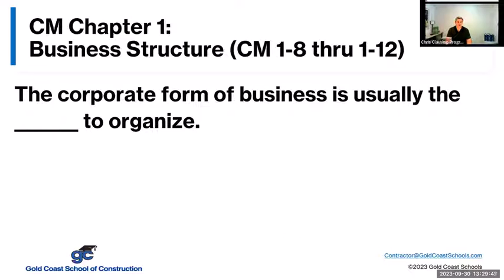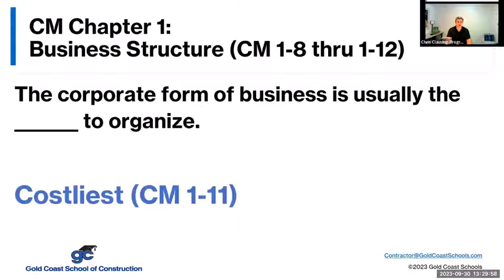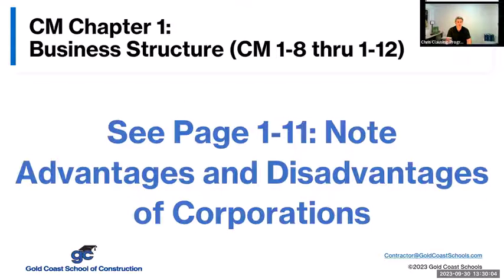Now, the corporate form of business is usually the costliest to organize. So on page 1-11, we'll see that for corporations, it is the costliest. And that's because of all the paperwork and regulation that's required. See page 111, you can note the advantages and disadvantages of corporations.